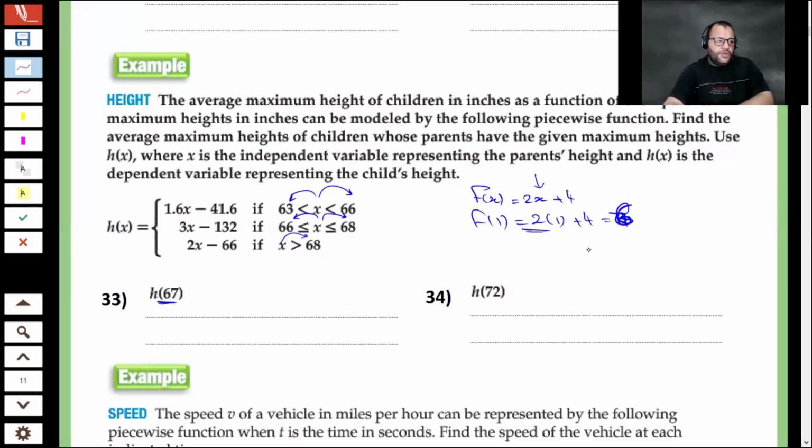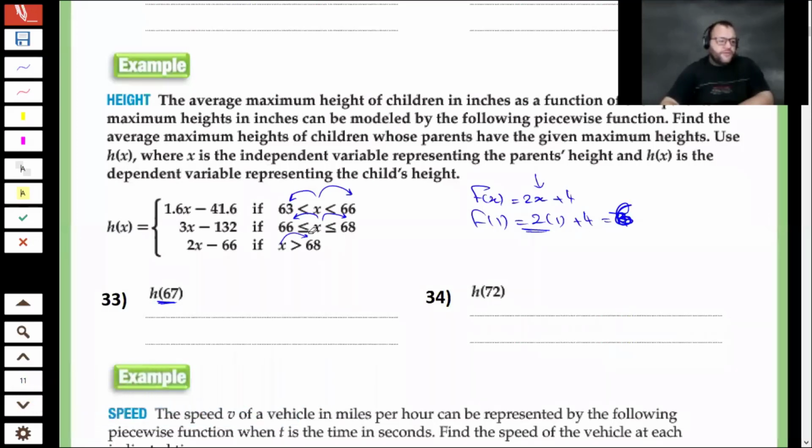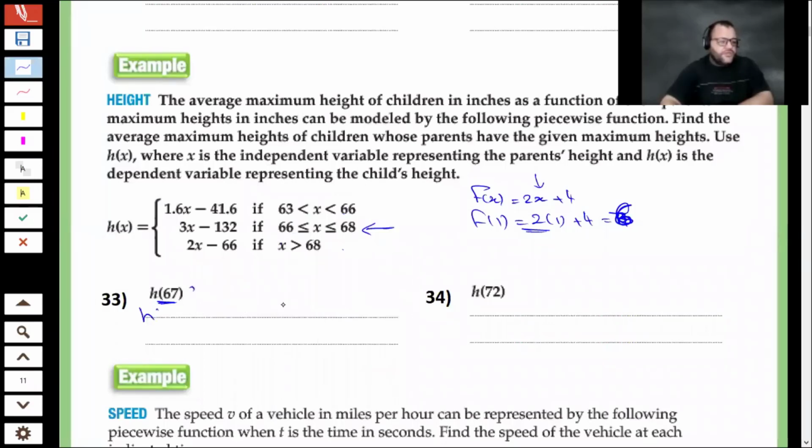So when I need h of 67, which formula will I use? It depends on the condition that we have. We need x is 67. X is 67 in which condition? At the second one. So we replace only in the second one. So h of 67 equals 3 times 67 minus 132. What is the answer? 69. Are you sure?